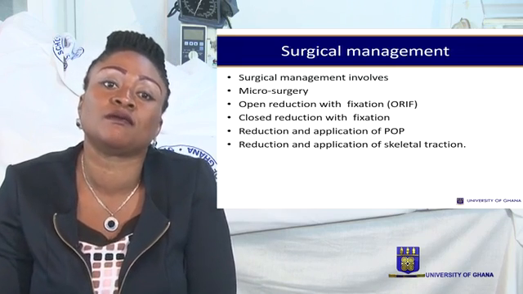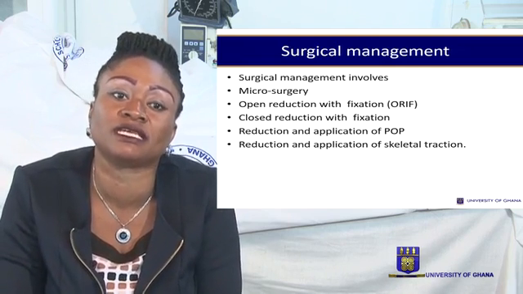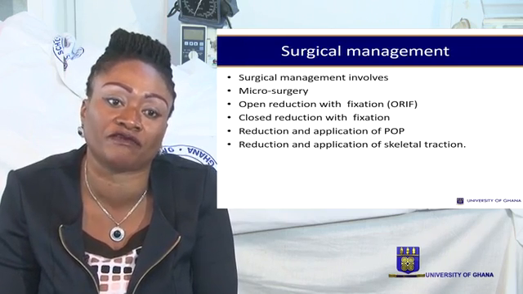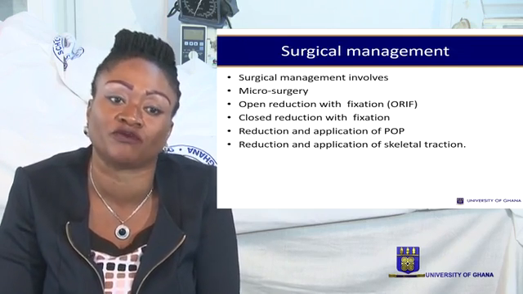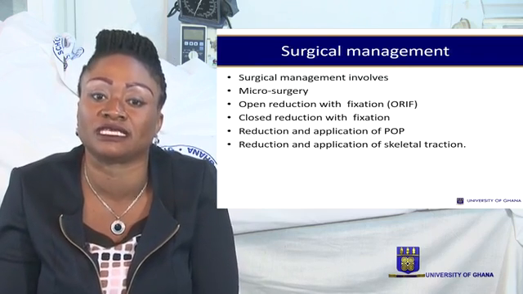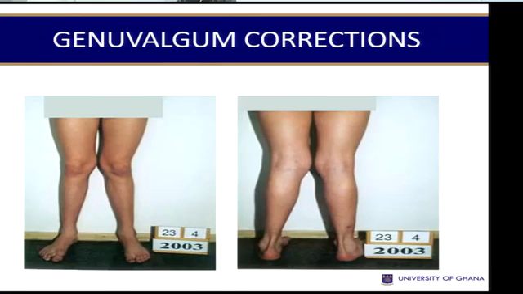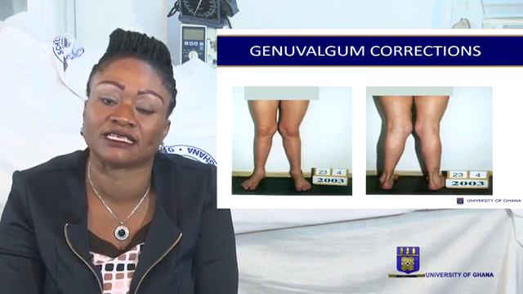Now it's surgically managed. It can be surgically managed, and the surgical management involves microsurgery, open reduction with fixation or ORIF, closed reduction with cessation, reduction and application of POP, and then reduction and application of skeletal traction. So this is a picture of how a genu valgum can be corrected. Even after correction, you still have the leg not being very straight, but then there's a great improvement.